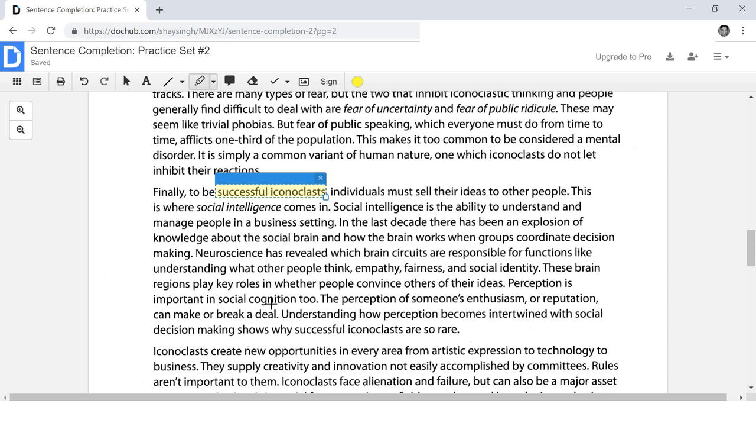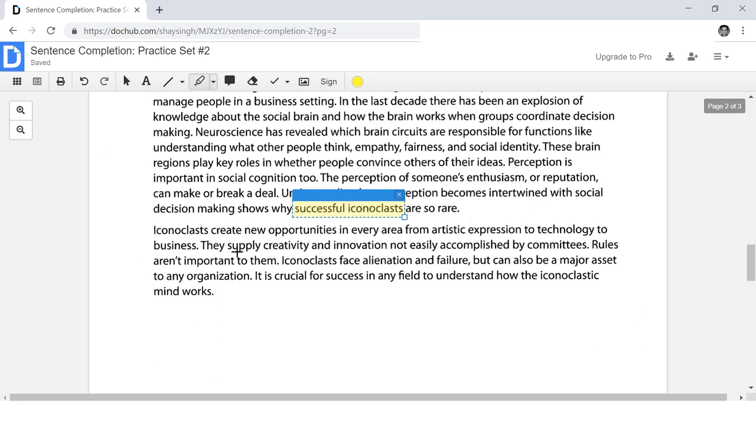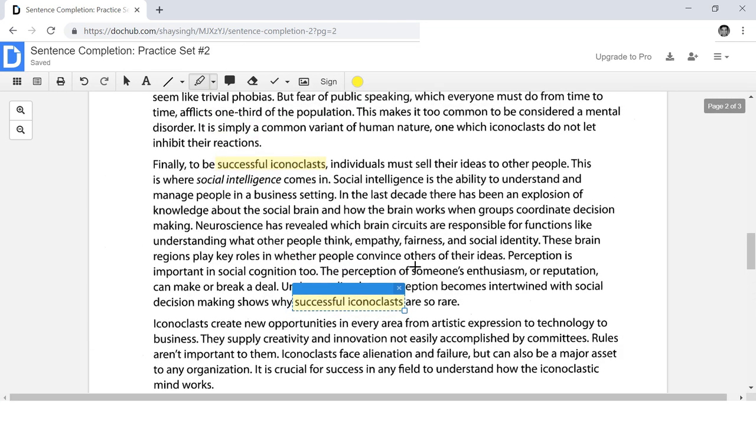And I don't see it yet. Here I see again successful iconoclasts. And that's the end of our reading passage. So I have a feeling we're going to find our answer around here since successful iconoclasts appears twice here. So it's probably going to be somewhere around in this paragraph.